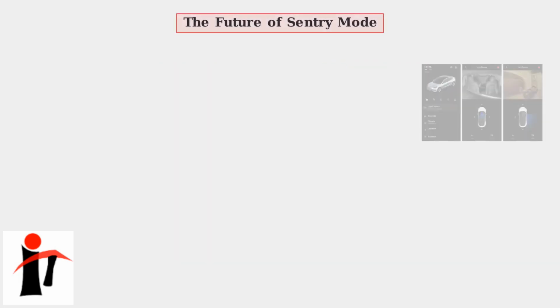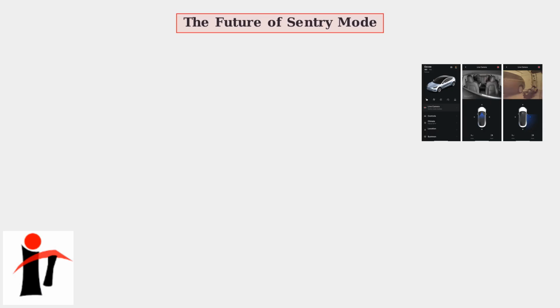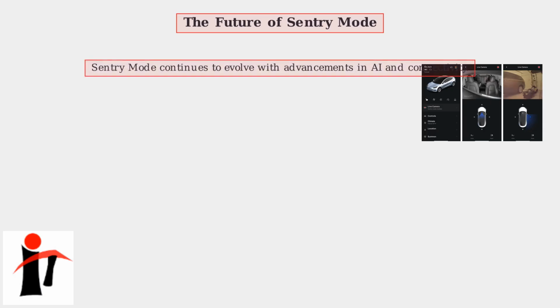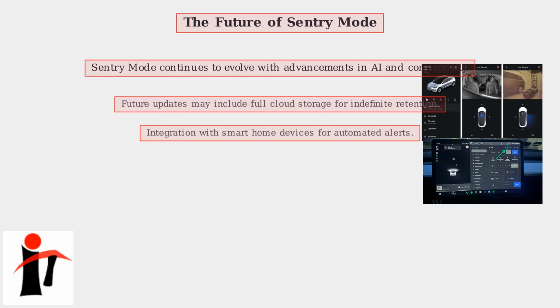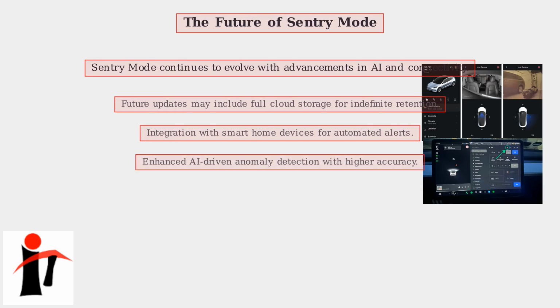Sentry mode continues to evolve with advancements in AI and connectivity. Future updates may include full cloud storage for indefinite retention of clips. Integration with smart home devices will enable automated alerts when suspicious activity is detected. Enhanced AI-driven anomaly detection will improve accuracy in identifying real threats.